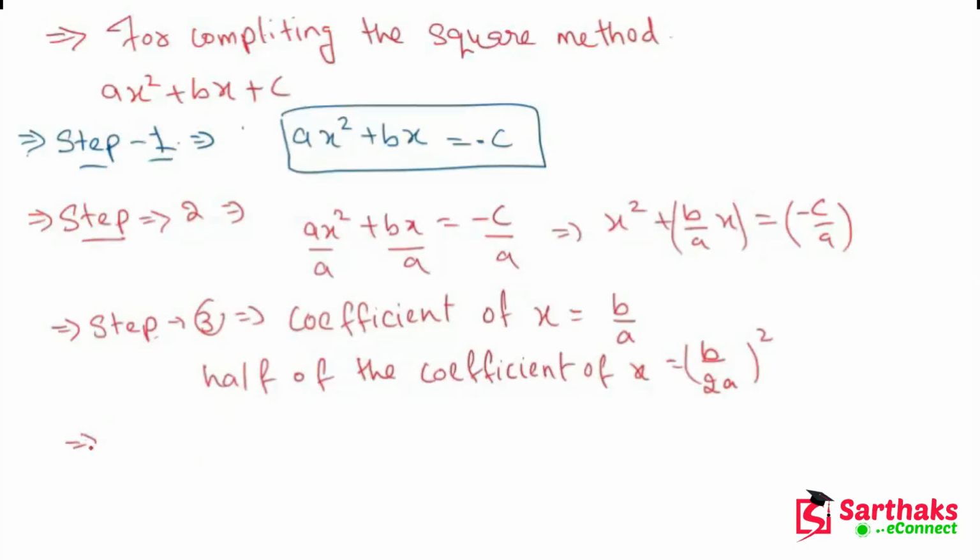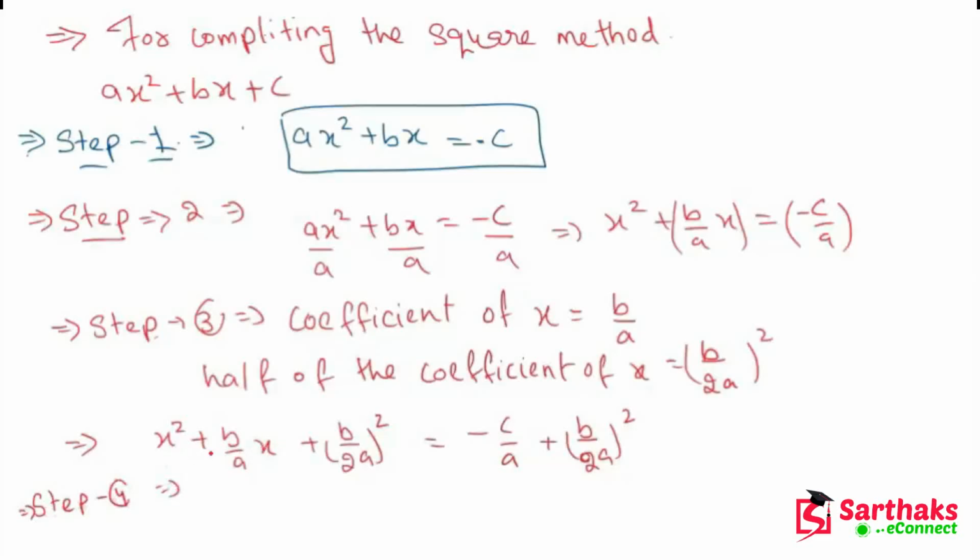Now this is x square plus b upon a x plus b upon twice of a whole square is equal to minus c upon a plus b upon twice of a whole square. Now after this, in step number 4, we have to use factorization. We have to factorize the left side of the equation as the square of the binomial term.